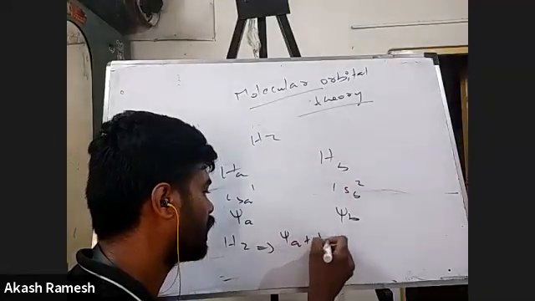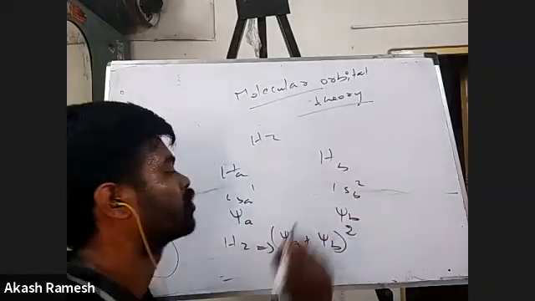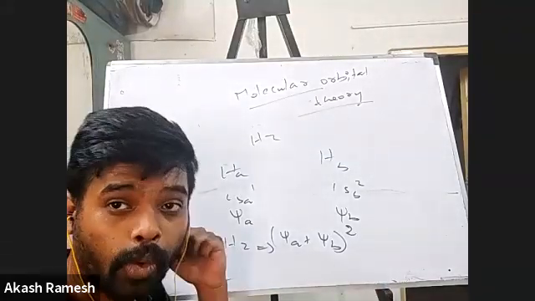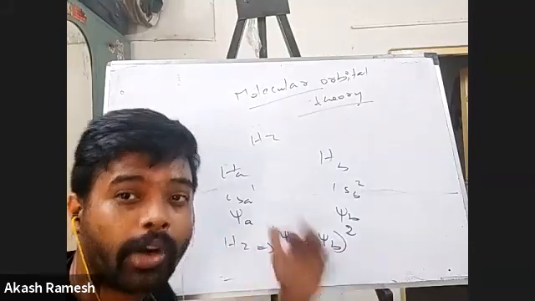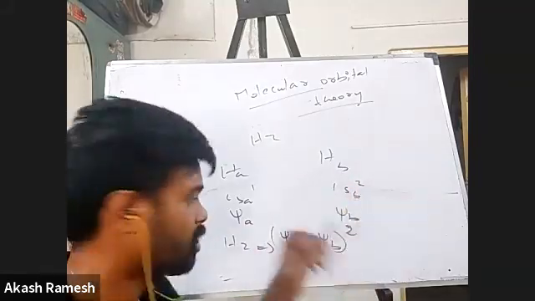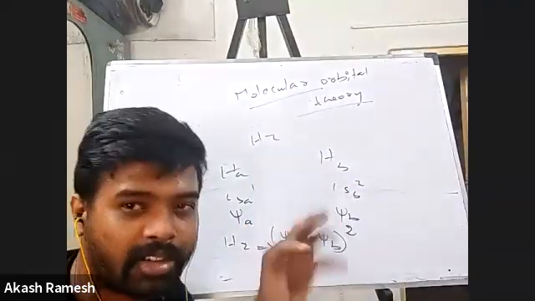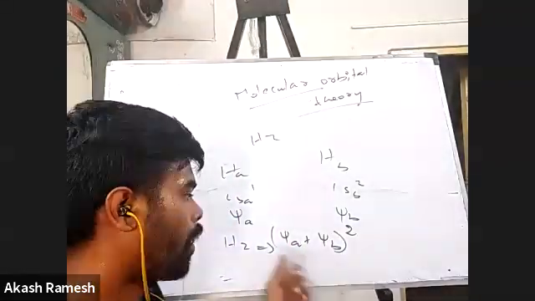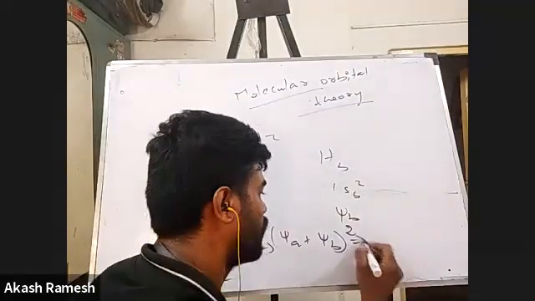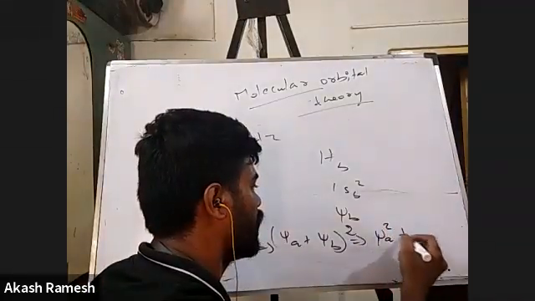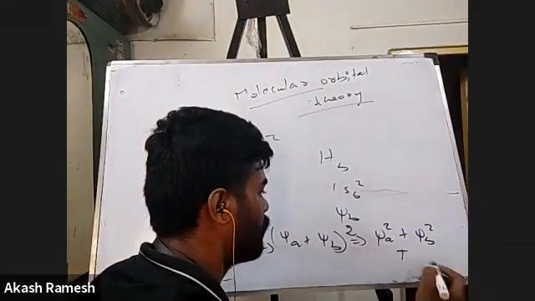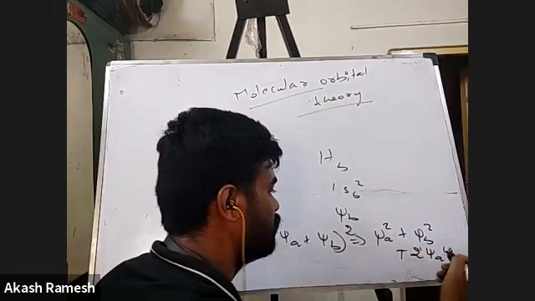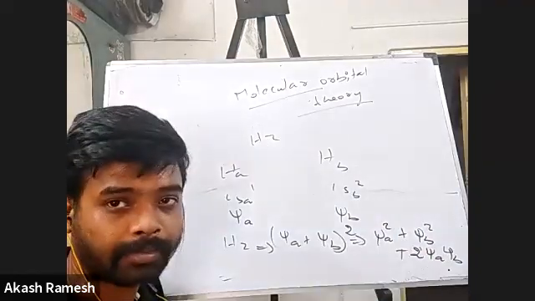For H2, it is psi A plus psi B, the whole square. I can write it like this, right? Eventually, you want to square this function because then only you'll get the probability. As such, psi has no physical meaning. It's just a wave, nothing else, right? So I'm talking about the square of this. So what will I get? I'll get psi A squared plus psi B squared plus 2 into psi A psi B, right?